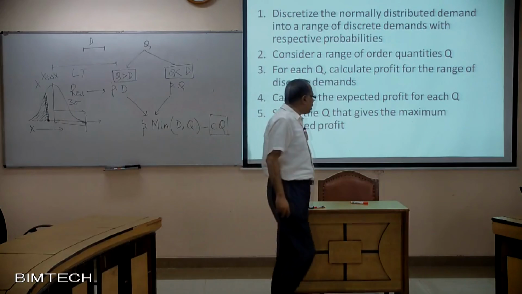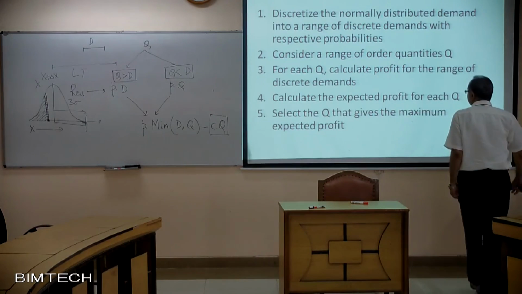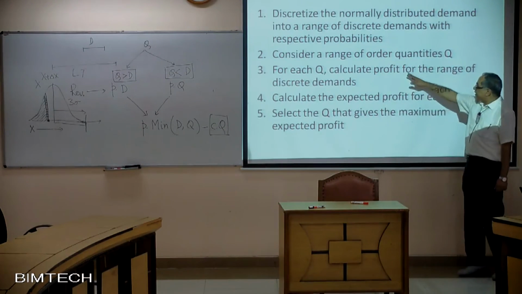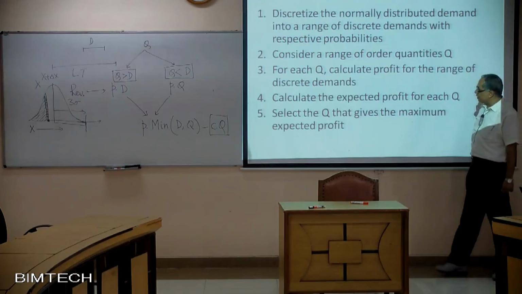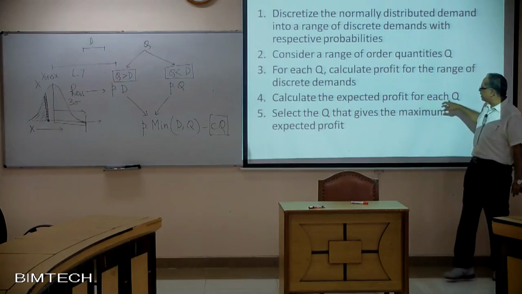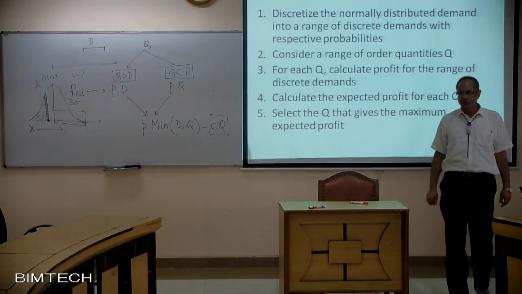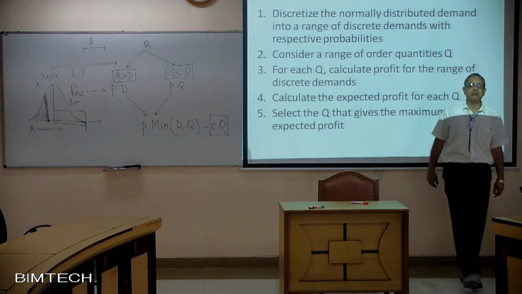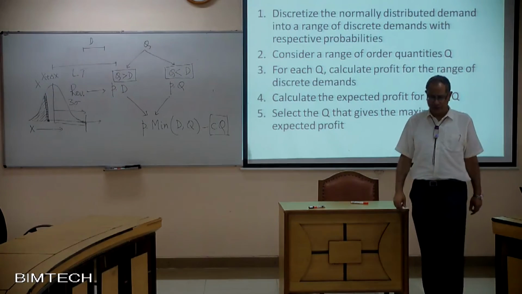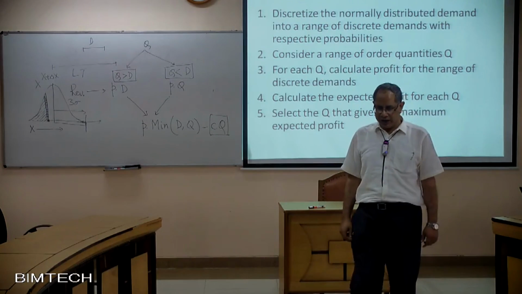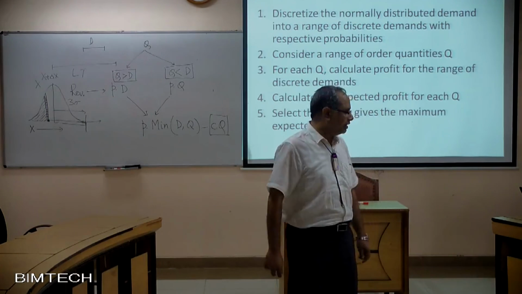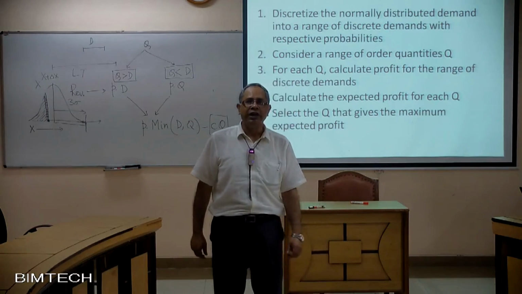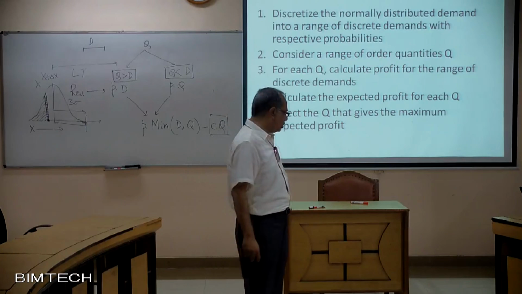After we got all our profit figures for the entire range of Q values, we calculated the expected profit under each Q, and then of course we selected the Q that maximized the expected profit figure for us. And in our example, with the given data, that maximum order quantity was 34,000 units.